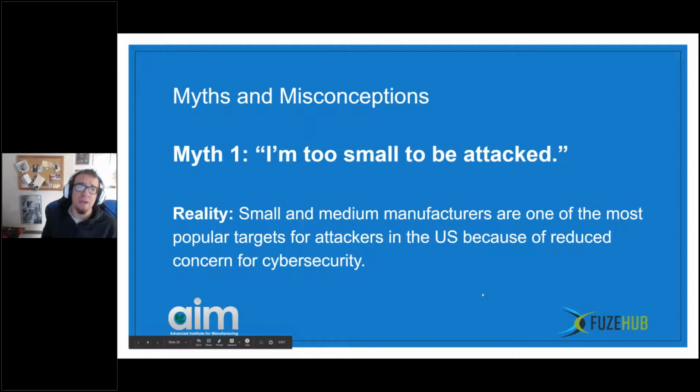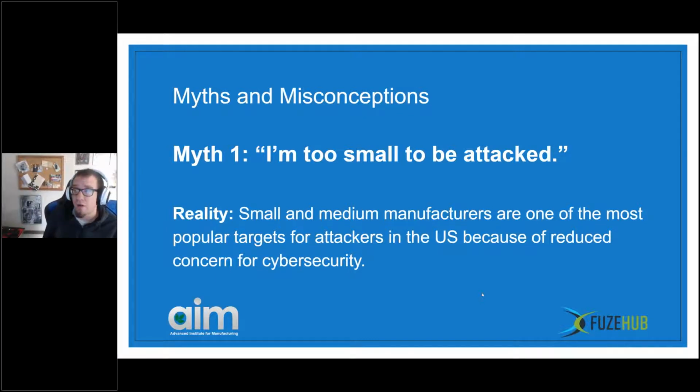The reality, though, is that small and medium manufacturers are one of the most popular targets for attackers in the US because of a reduced concern for cybersecurity. It's a low priority for these companies, and as a result, they are easier to get into. Is the payoff for successfully attacking a small and medium manufacturer going to be the same as succeeding at Walmart or Amazon? No, of course not.